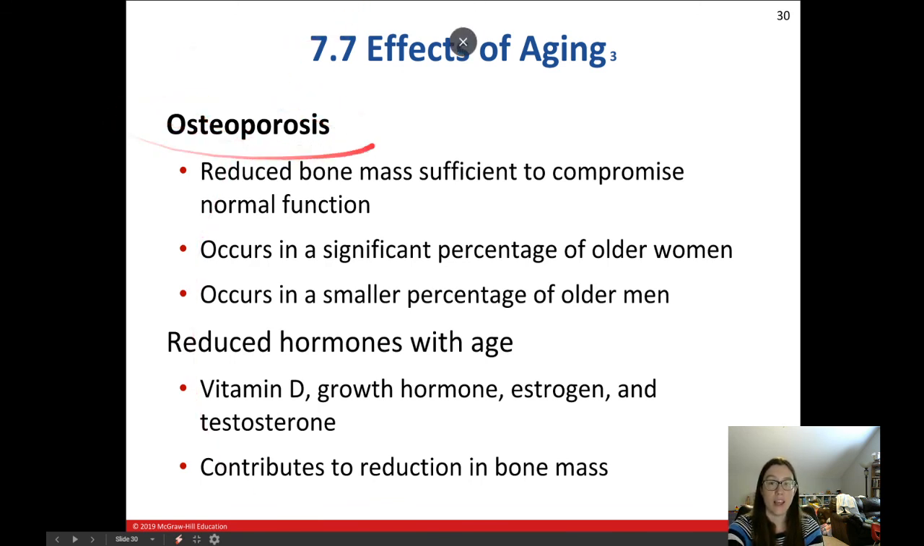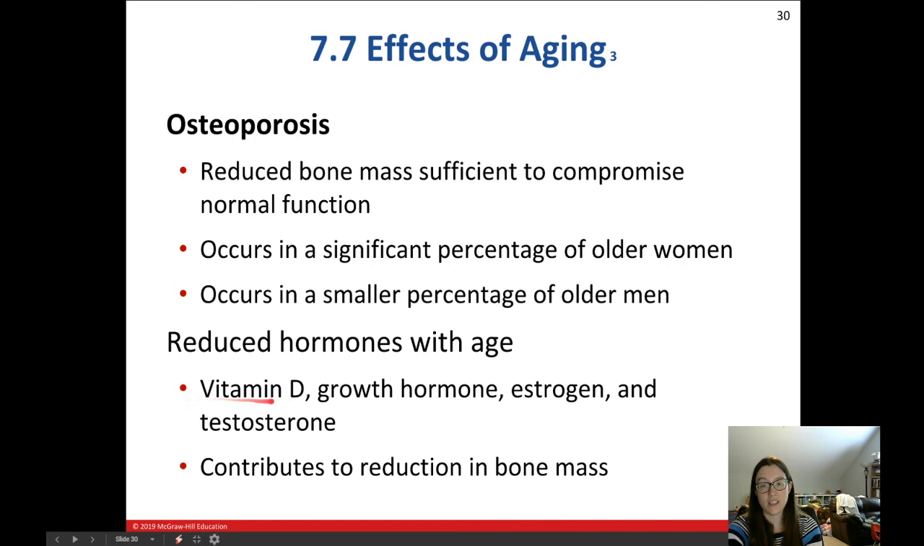Osteoporosis is a severe form of osteopenia, where our reduced bone mass is going to actually compromise normal function. This is going to occur in a significant percentage of older women especially, but also a smaller percentage of older men. A lot of it has to do with reduced hormones with age, not just sex hormones, but all of our hormones. In the endocrine system, we'll talk about how as you age, most of the levels of hormones start decreasing.